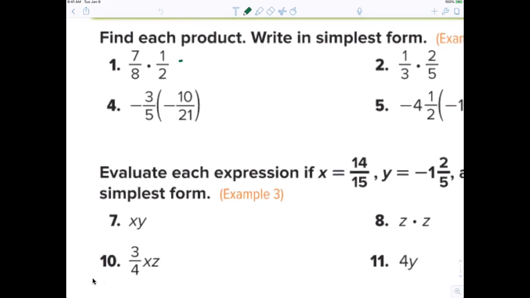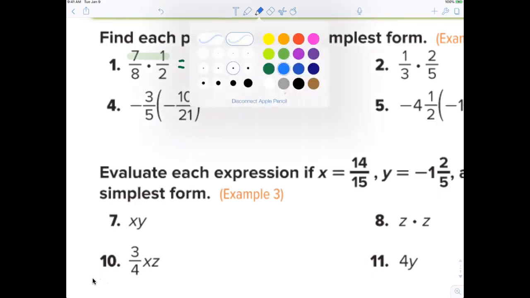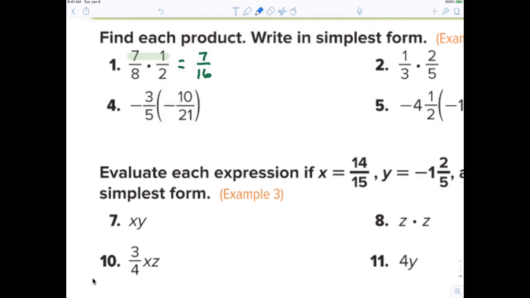Who is brave and thinks they know the answer to number 1? Tell me. 7 over 16. Anybody disagree with that? Because again, when you multiply fractions, you just multiply the numerators. The what's on top called? Numerator. I got Latin and math. And the denominator is the bottom.